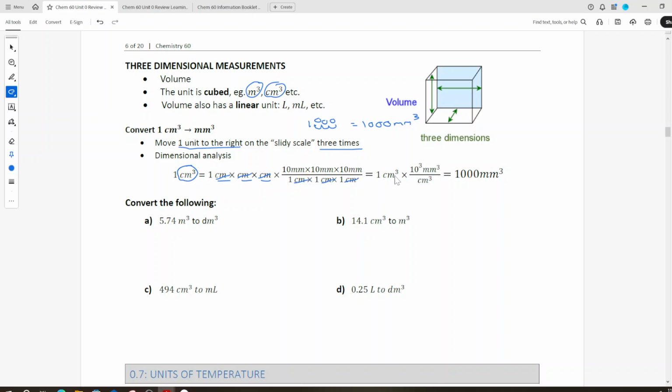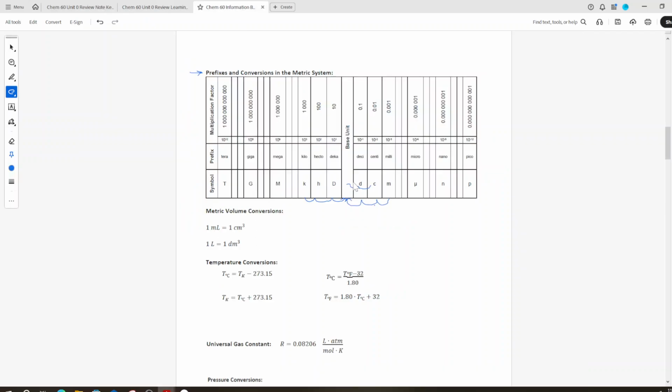So 1 centimeter cubed. If I want to get rid of centimeters cubed, I put them on the bottom. I want millimeters cubed, I put them on the top. I know that 1 centimeter is 10 millimeters. So 1 cubic centimeter would be equal to 10 cubic millimeters cubed, right? So let's do these ones. So we are going to do this first one, meters into decimeters cubed. So meter, I should get rid of all this stuff that's on here.